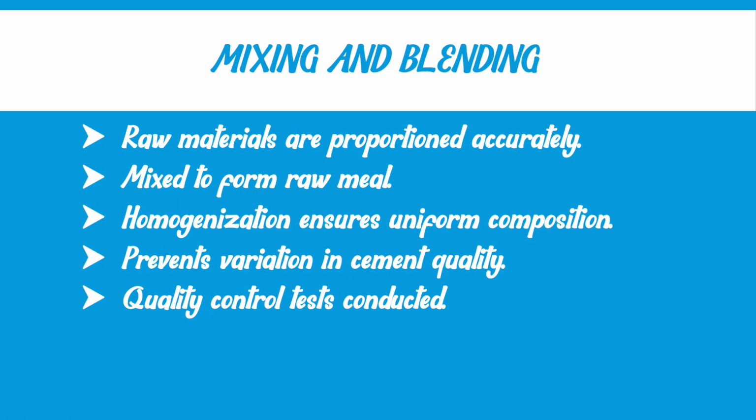Then mixing and blending. Raw materials are proportioned accurately. They are mixed to form raw meal, so that homogenization ensures uniform composition. It prevents variation in cement quality. Quality control tests will be conducted.